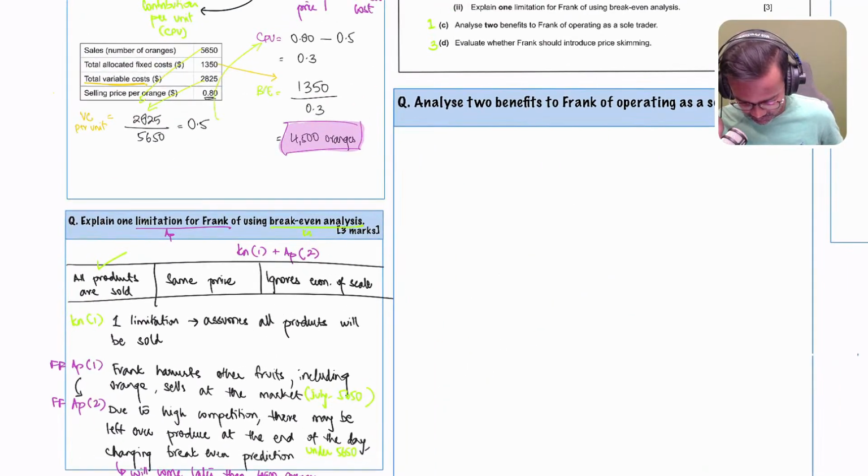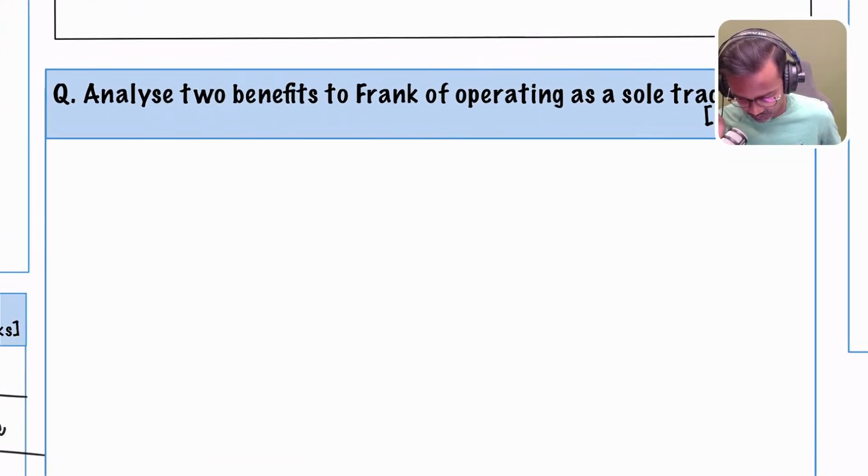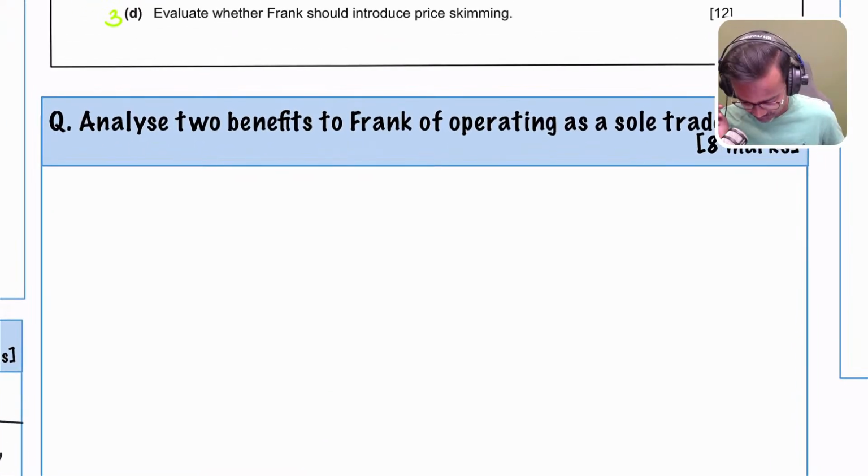Okay, so let's look at part D, remind ourselves of what it was. Here it is. Analyze 2 benefits to Frank of operating as a sole trader. Now, once again, remember that the process of attempting any question like this is, first, you look at the number of marks. If it says 8, then it will definitely start with the command word of analyze.